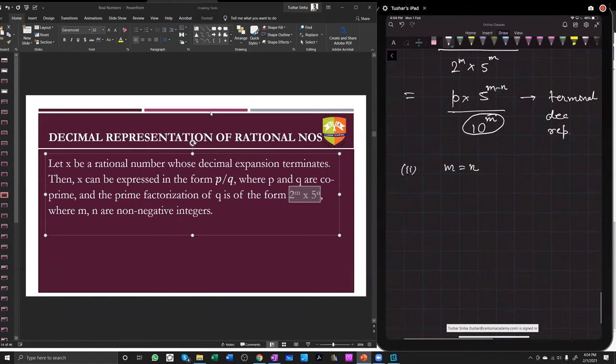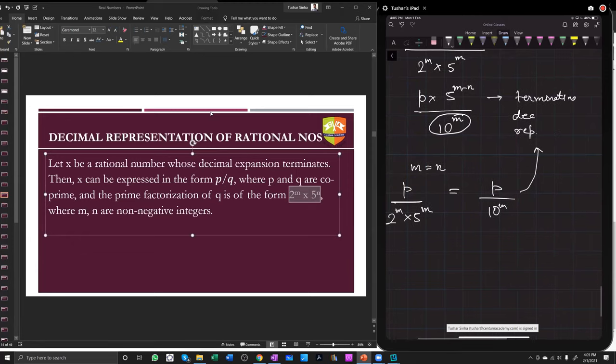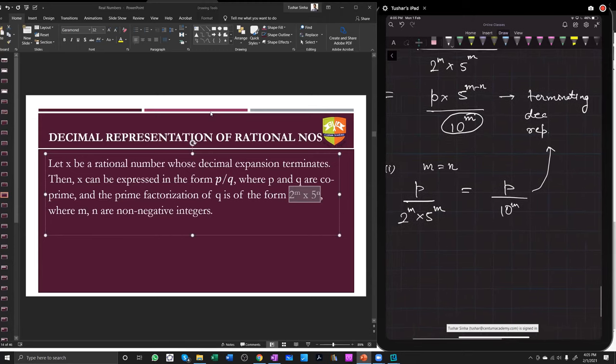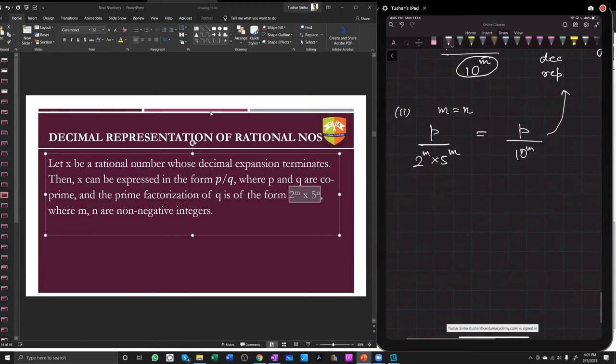So if m is equal to n, the number is p upon 2 to the power m into 5 to the power m only. Clearly there is no big deal, it is 10 to the power m, which is again a terminating decimal representation. Third case could be m is less than n.